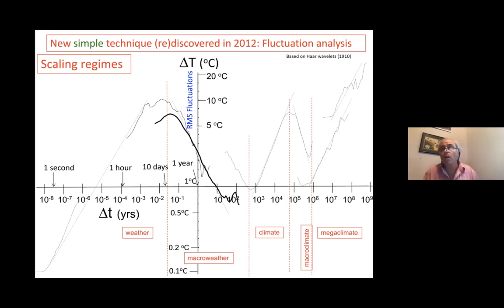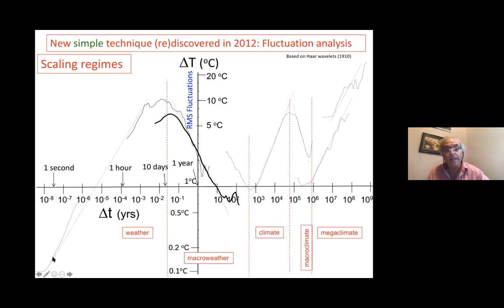The Haar fluctuation over an interval of an hour, say, would be the average temperature of your first half hour minus the average of the second half. That's all it is. So it's a very simple thing, and it allows you to look at fluctuations in temperature over huge ranges of scale, and the numbers you get actually have a simple interpretation.